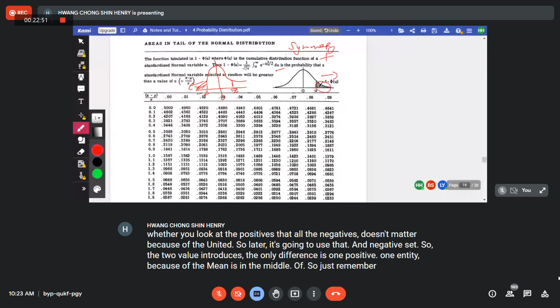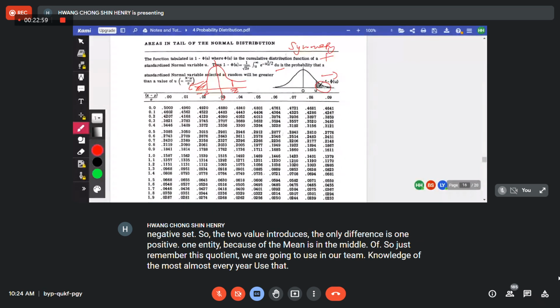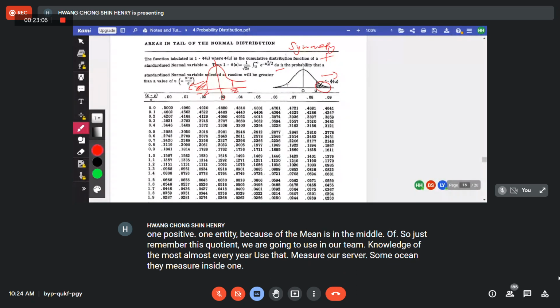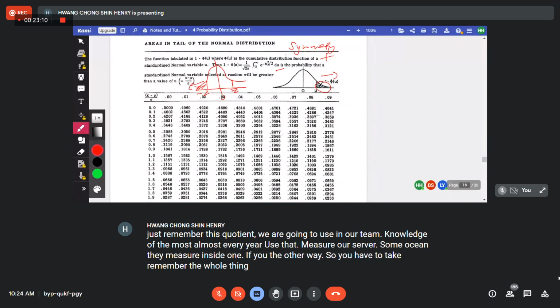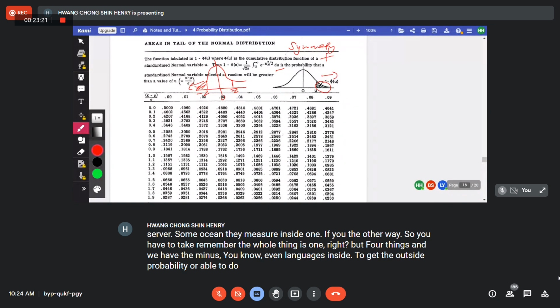So just remember, this version we are going to use in our faculty, and I think most faculties use this type, measuring the outside. Some versions measure the inside, they give you the other way. So remember the whole thing is 1, you have to subtract the given one, which is inside, to get the outside probability. Now we are going to do some exercises on this.